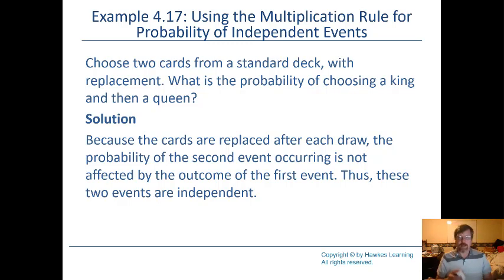Move on when you're ready. Think about how many kings and queens there are in a standard deck with 52 cards.